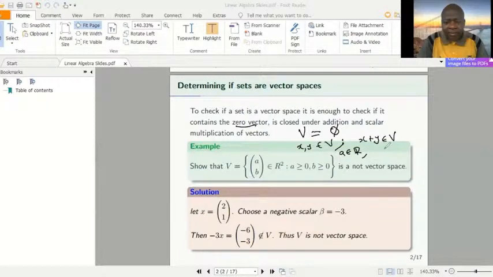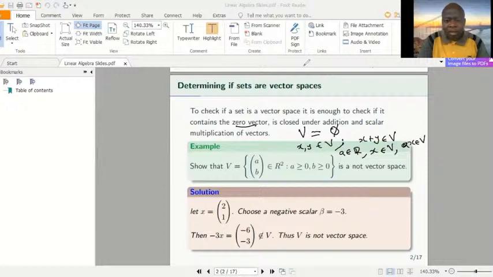So I've been looking for these three conditions, and these three conditions must all be satisfied for a set to be a vector space. Now, if one of them is not satisfied, then it's not a vector space. Once you discover that one is not satisfied, you don't need to proceed and prove that the others are not satisfied. You just show one, and that is enough to disqualify a set from being a vector space.